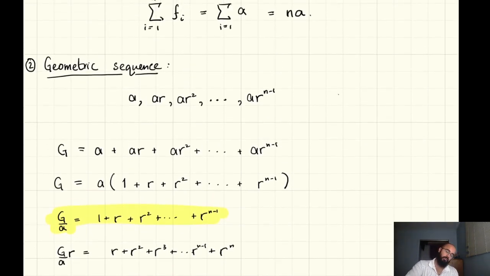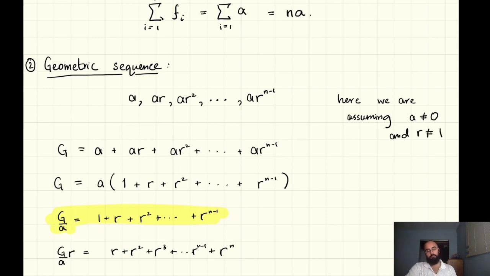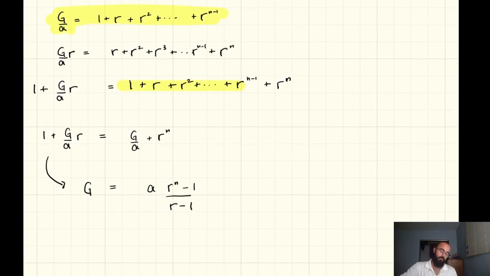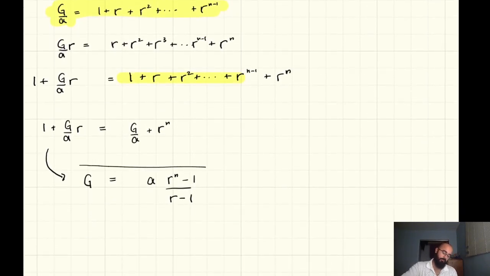So here we are assuming a is not equal to 0 and r is also not equal to 1. Because if r equals 1, I go back to the constant sequence, so that is not a problem. The problem when r equals 1 was already solved before. So we get a formula for the geometric sum.